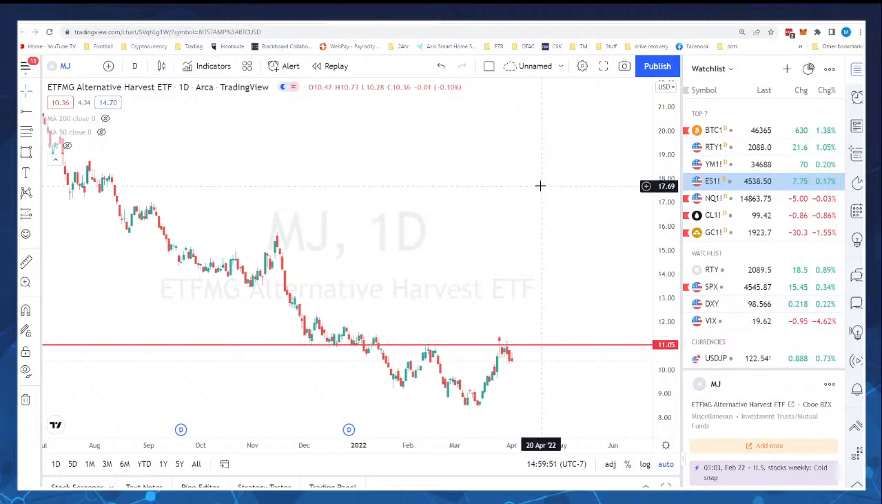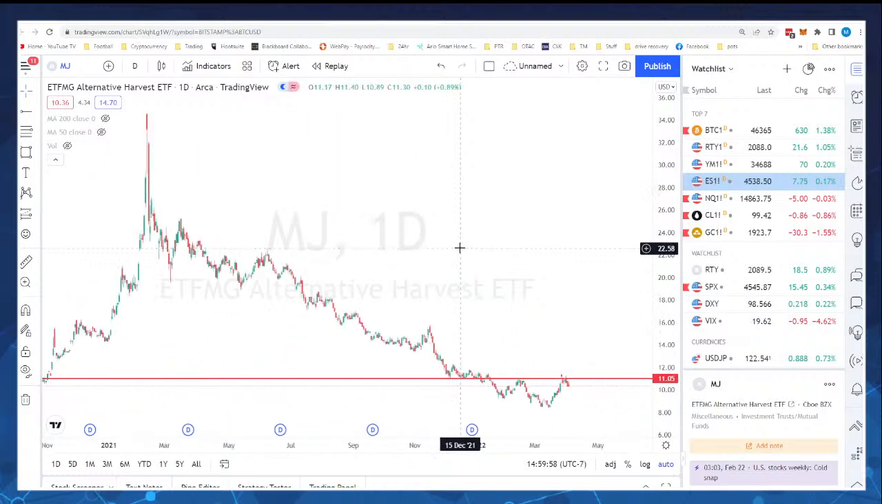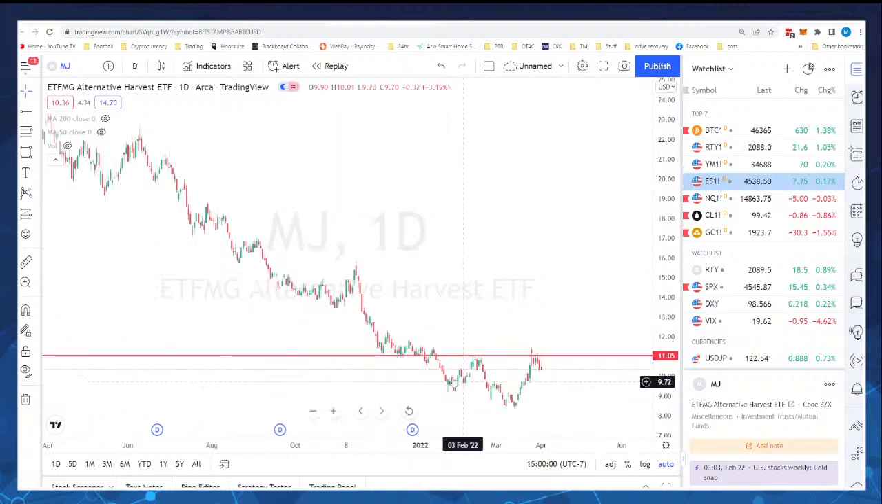Again, long term, MJ I think is great, but you look at what's been going on. This is just an apocalyptic slide in MJ. So we're at a point where it's still technically trending down. What you need to make sure it has is a new high put in and then hopefully not break new lows.